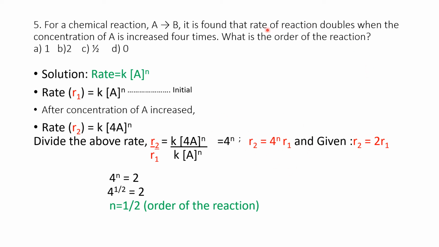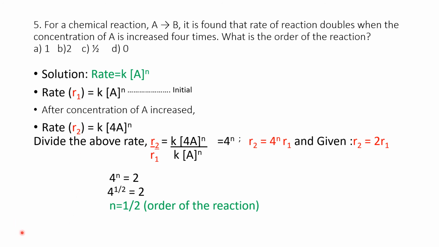But already they said the rate of the reaction doubles when the concentration of A is 4 times. So if the rate doubles, if you compare these with the 4 times, then we come to know the order of the reaction. So R2 is equal to 4 power n R1, here R2 is equal to 2 R1, that is given already. So if you compare, 4 power n is equal to 2, so n is equal to 1 by 2. When n is half, then 4 power half is equal to 2. You just do it by yourself, then you can easily come to know. So n is equal to 1 by 2. The order of the reaction for this is 1 by 2.